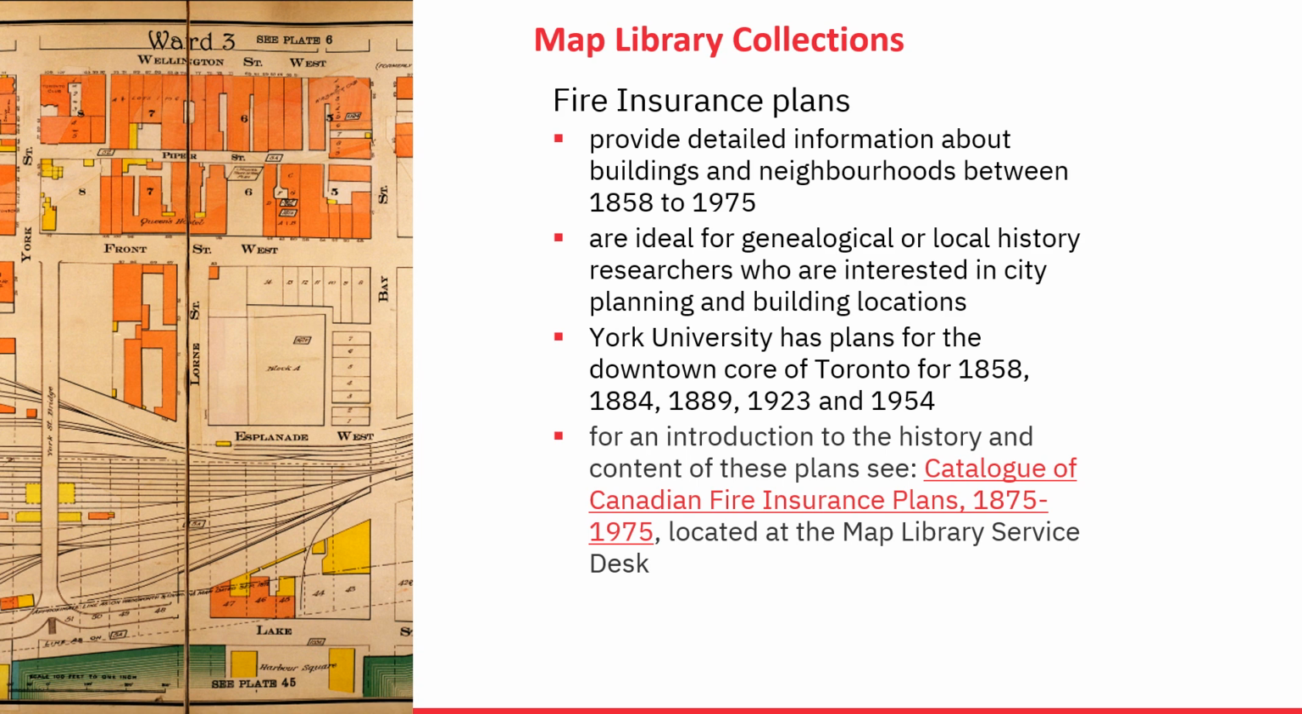For the City of Toronto, the York University Map Library has plans for the downtown core of the city between 1858 and 1954. Production of fire insurance plans ceased in 1975, but other maps had taken their place, such as property data maps or cadastral maps showing the extent, value, and ownership of land, especially for taxation purposes.